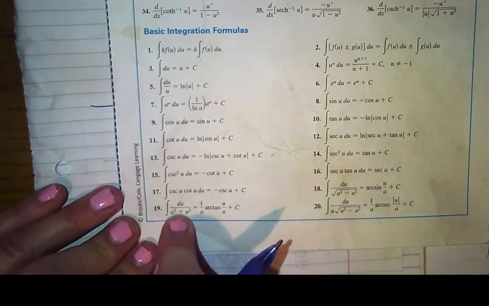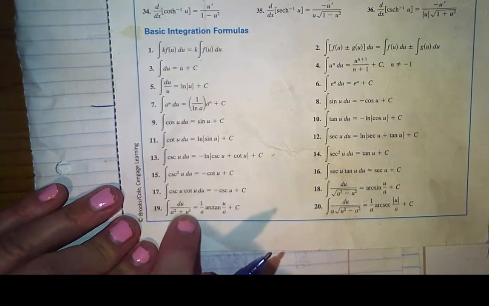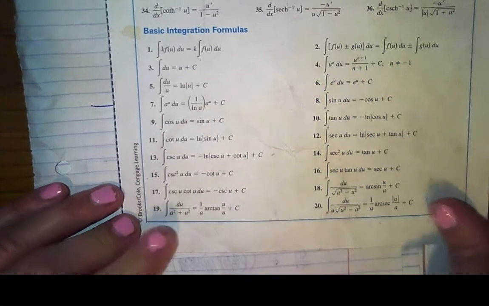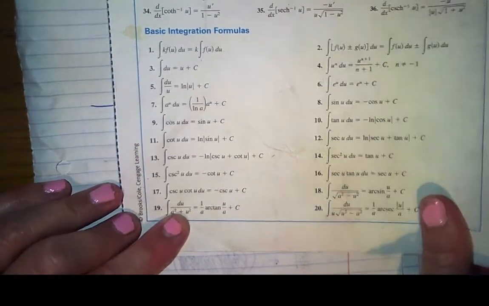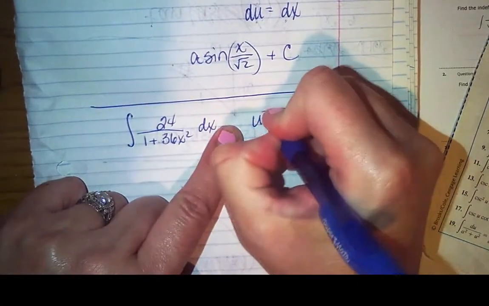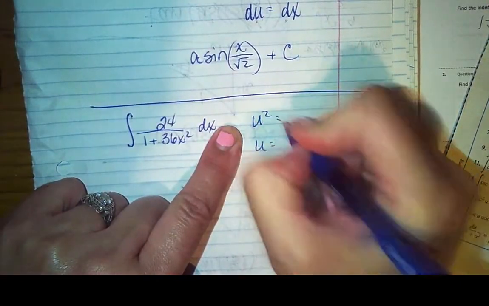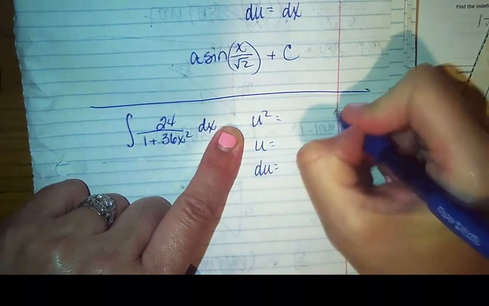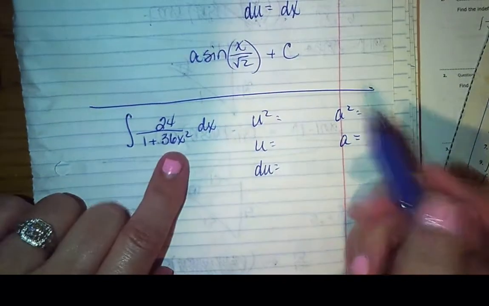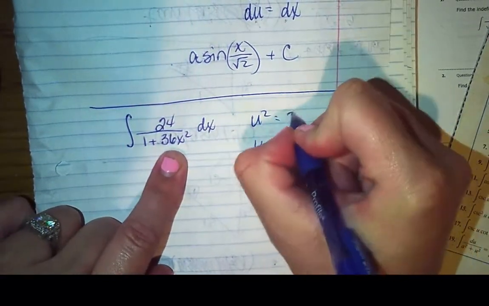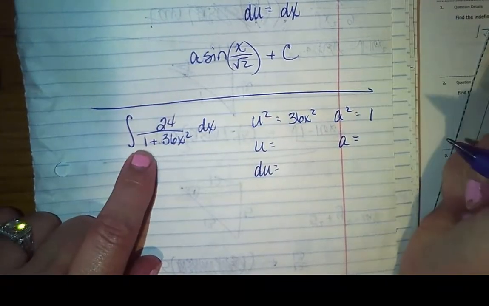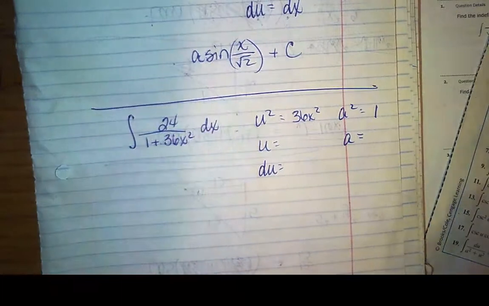Remember, addition doesn't matter. So I could have my a squared plus my u squared, or my u squared plus my a squared. I don't care, as long as I've got the sum of squares in my denominator, which I do. So I'm going to set up my little format that I did up here. I've got a u squared and a u and a du, and I've got an a squared and an a. So if I'm going to match this up, what's my u squared? My u squared is 36x squared, and my a squared is 1. Okay? Everything else you just drop down.